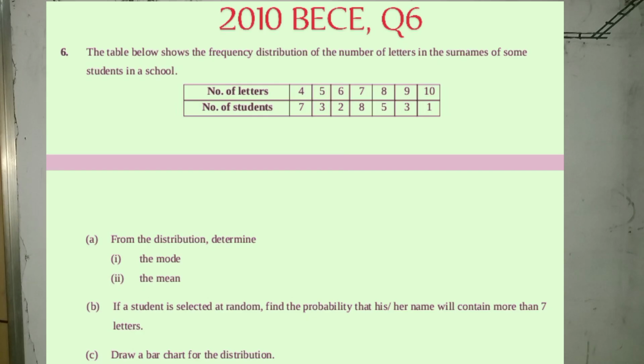In today's lesson, we are going to look at the last part of the 2010 BECE past question, which is question 6. So let's get started.